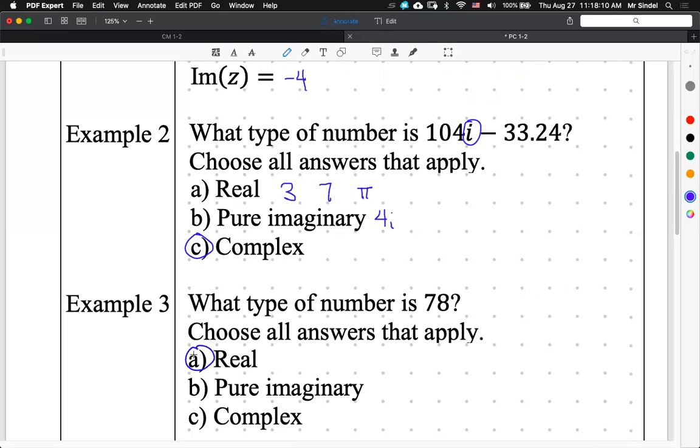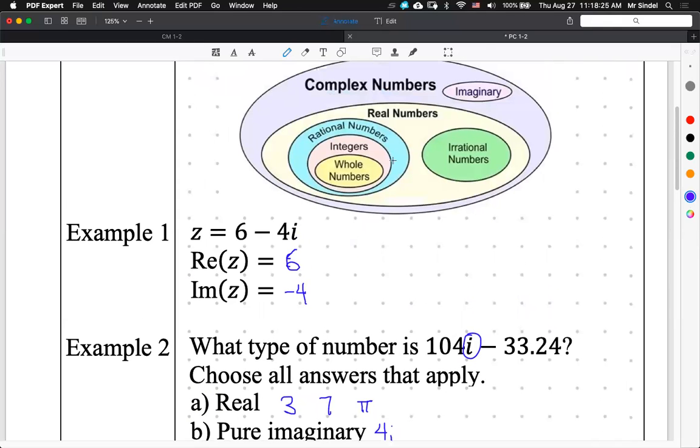And pure imaginary? Not quite, because you don't see any i component. So therefore, by process of elimination, complex. Yeah, it's both real and complex. And again, you want to be thinking of where this 78 belongs in terms of our diagram. If I come all the way up here, 78 is a whole number. 78 is like the simplest number that you can have. So 78 is both a whole number, an integer, a rational number, a real number, a complex number, but 78 is not an irrational number and 78 is not an imaginary number.